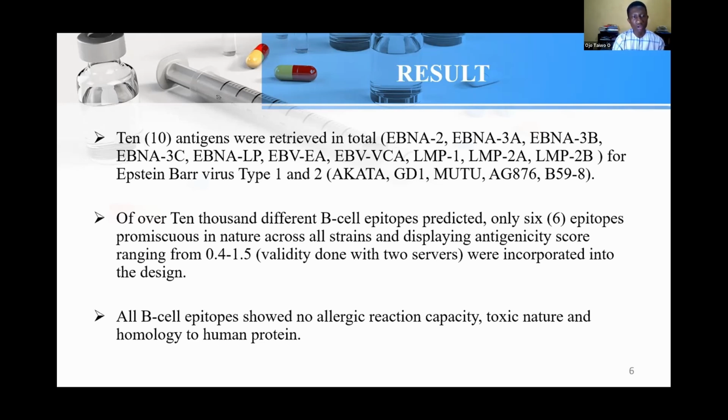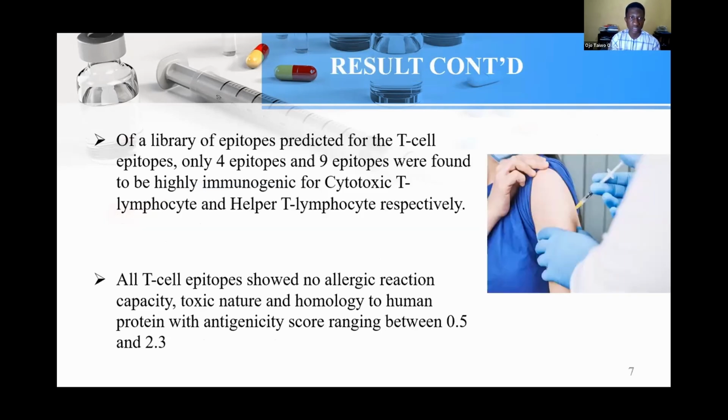Now, one other parameter that a good vaccine should have is that the vaccine should present no allergic reaction, no toxic reaction, and also the vaccine must not be homologous to any human protein. So we made sure that all of the epitopes used presented no allergic reaction, no toxic nature, and no homology to any human protein.